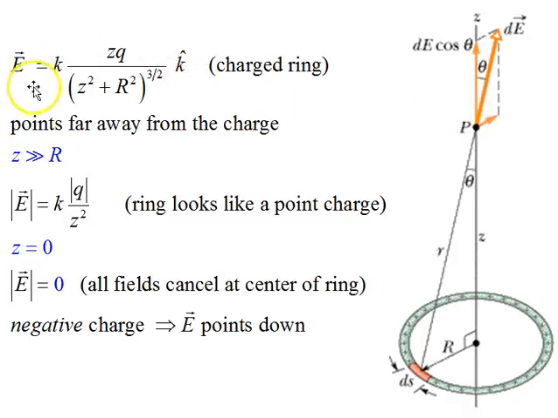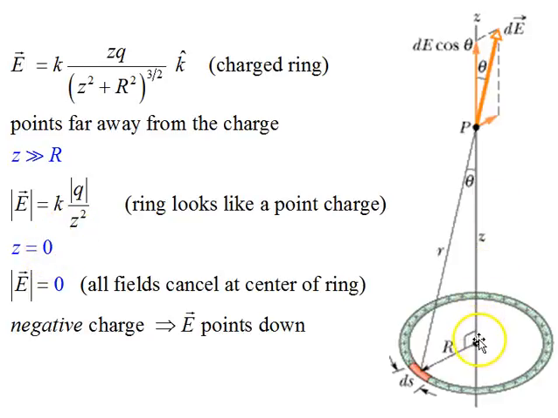And we did this without any assumptions, so this is the exact formula for this situation. If we try to understand this, we'll look at points very far away from the ring. For points very far away from the ring, our distance z is going to be much greater than the radius of the ring, and in that case we can assume down here this is just going to be z squared plus 0, and we end up with z over z cubed, or our electric field is equal to kq over z squared. It looks just like a point charge.